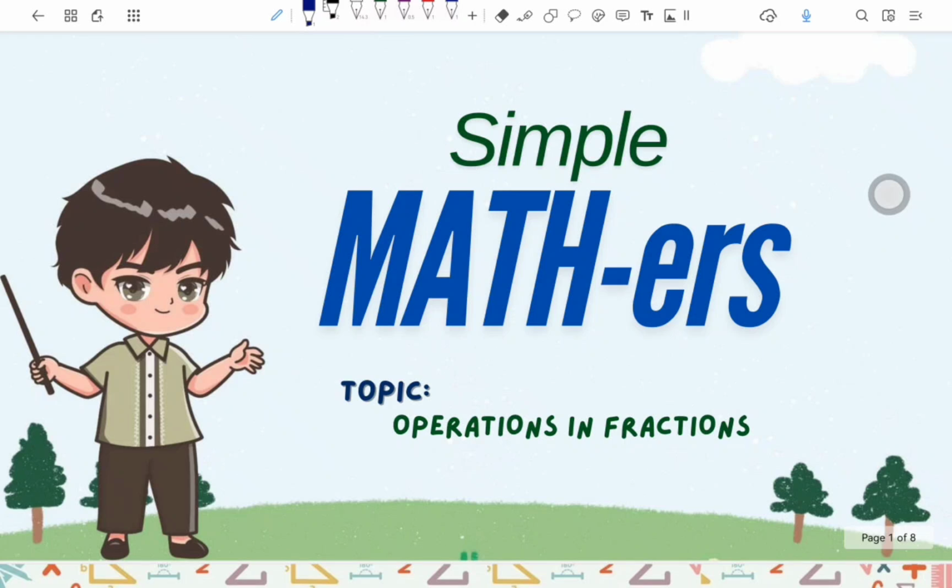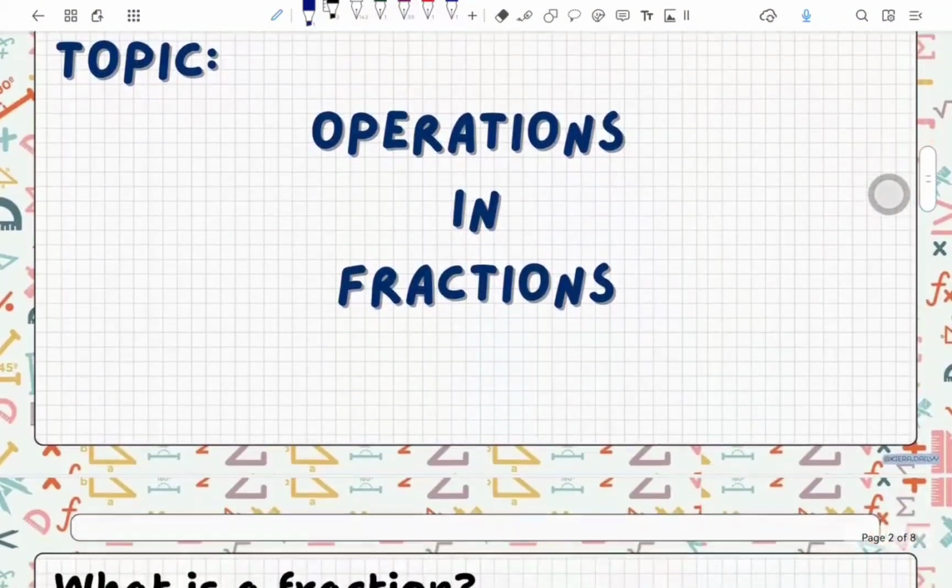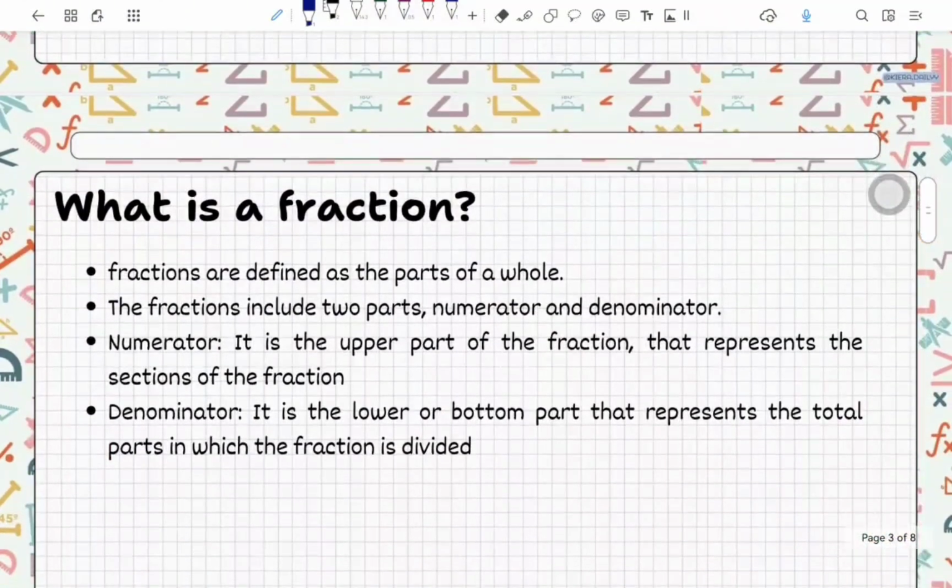Our topic is operations in fractions. Again, operations in fractions. Let's have the first question. What is a fraction?